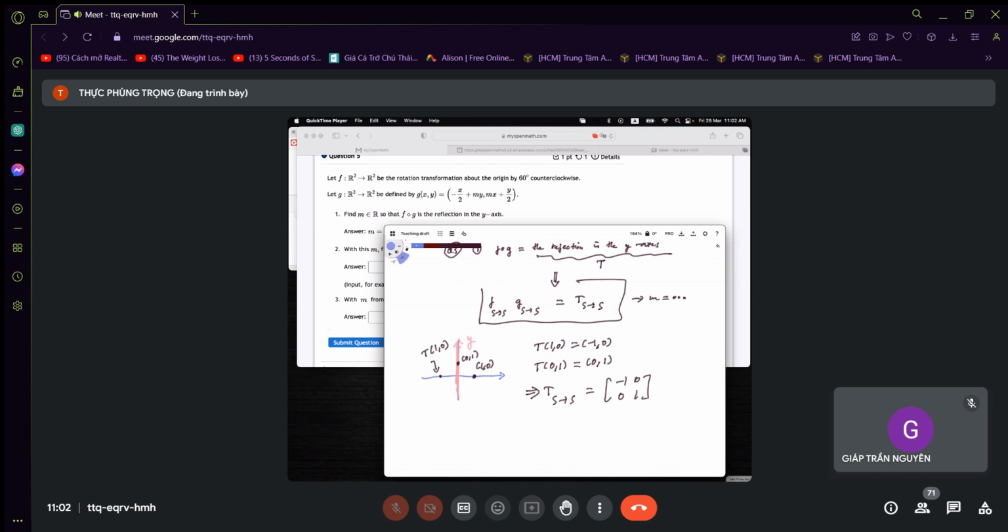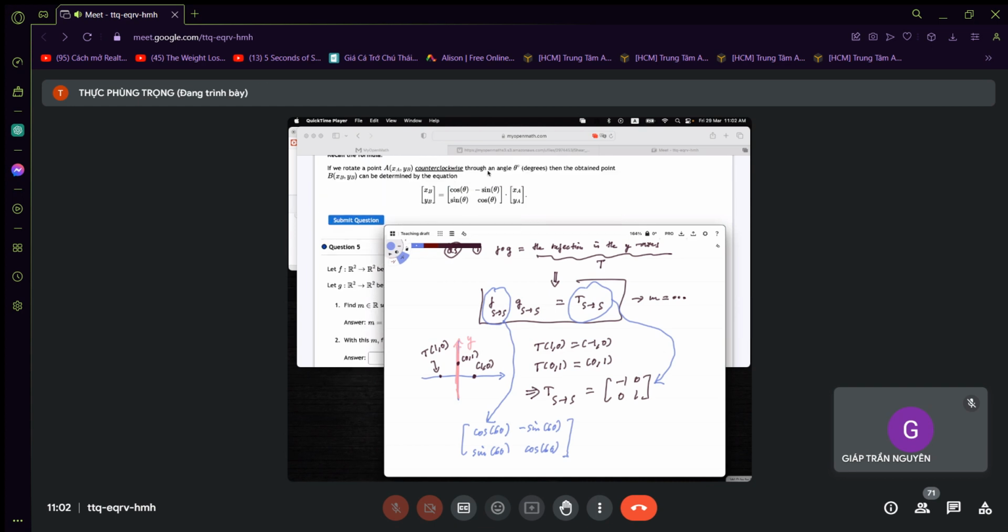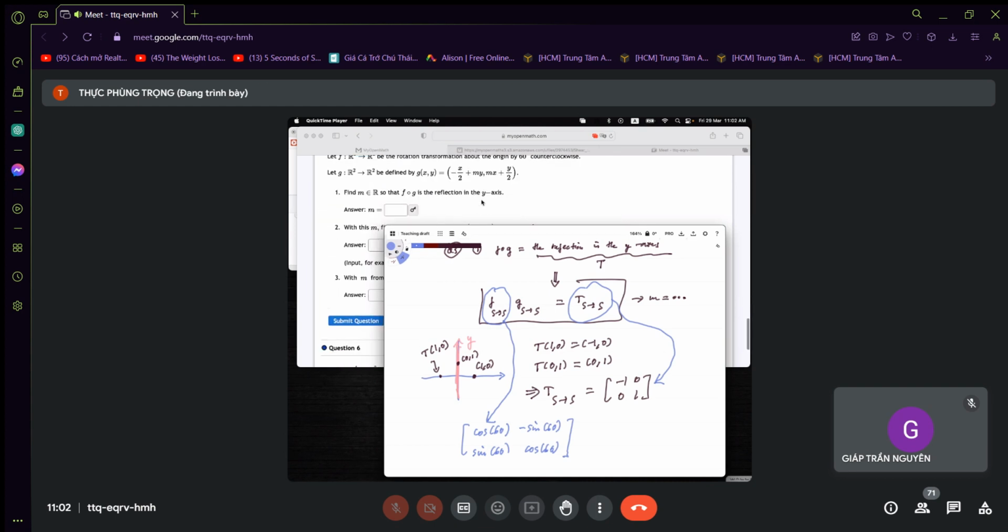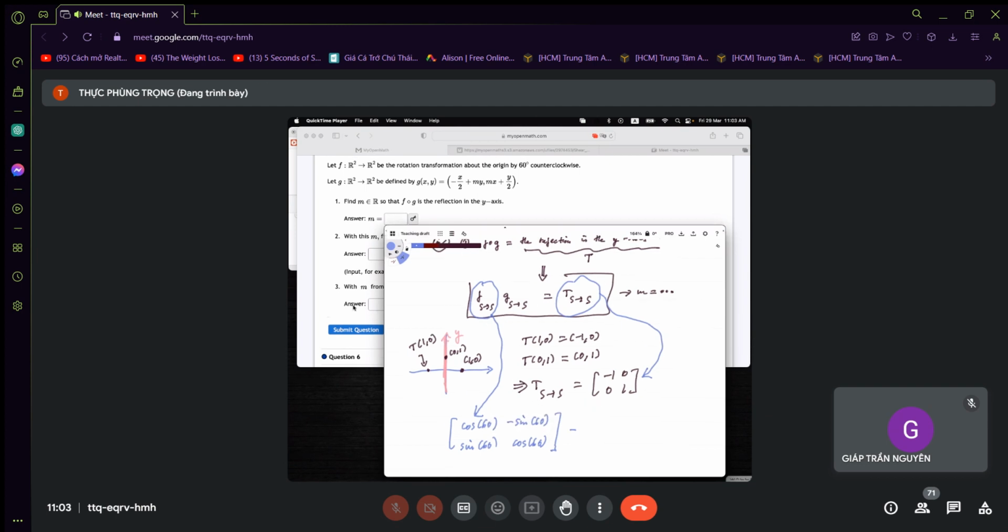Now you get the right hand side, right? So look at what we have for the left hand side first. What do we have from F? F from S to S. It's the rotation counterclockwise 60 degrees. You already got the formula, right? So cosine of 60 minus sine of 60, sine of 60, cosine of 60 right here. You got it from this one, right? Counterclockwise 60 degrees. So you get this.